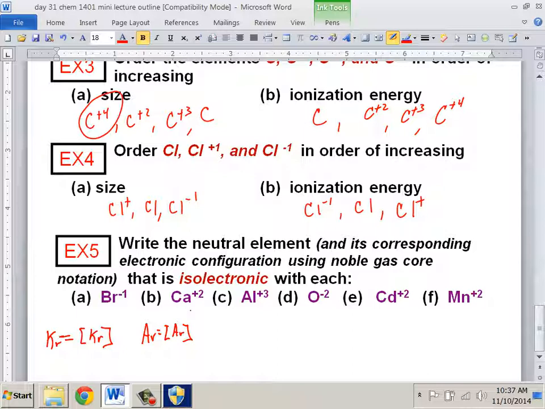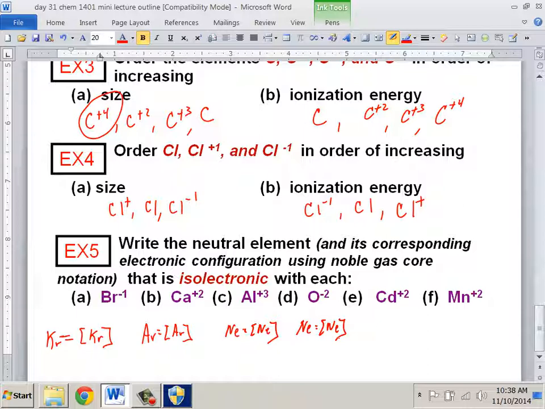Aluminum. Neon. Oxide. Man, these aren't so bad, are they? Cadmium. Where is cadmium? Okay, cadmium's going to be a job, so that one you've got to figure out. And manganese is going to be a job too. Okay, see if you can do E and F.